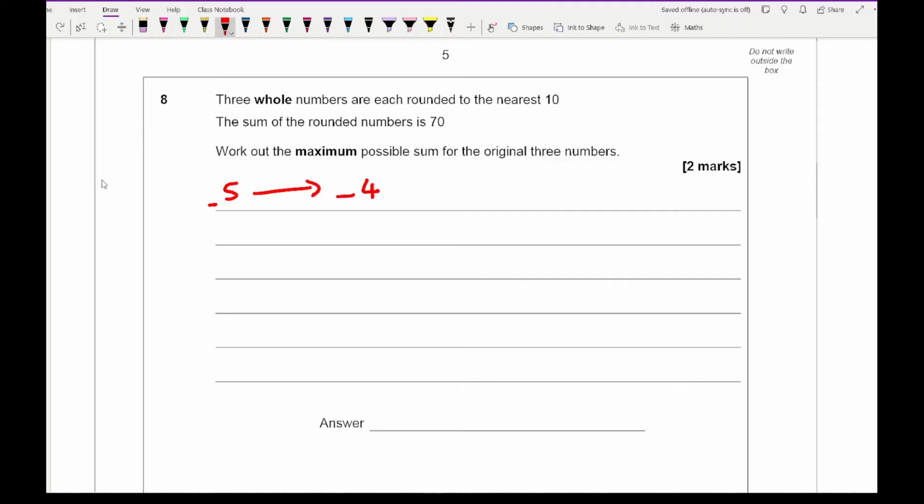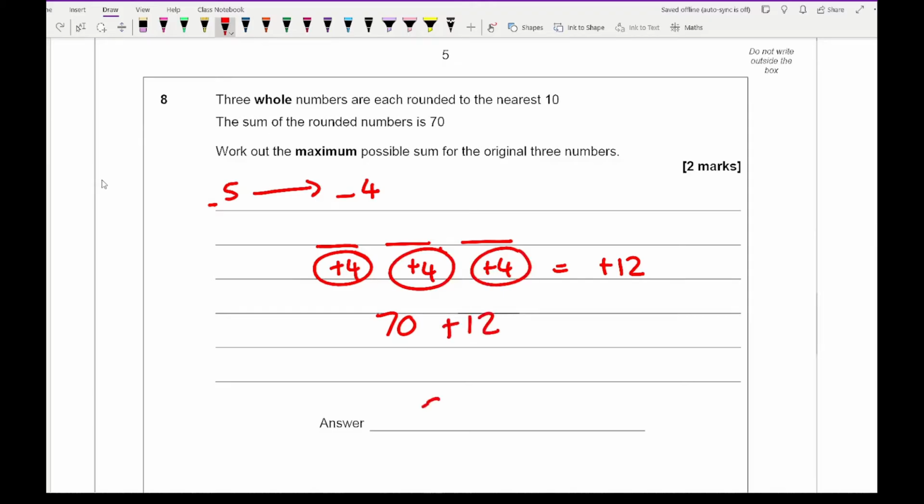So that means that for these 3 numbers, the maximum each can be is one ending in a 4. So that means we've got 3 numbers, that's going to be plus 4, plus 4, and plus 4, giving us an extra 12. Now if these rounded numbers add up to 70, the maximum the unrounded numbers could add up to is another 12, giving us an answer of 82. I was going to write 84 there, but it's 82.